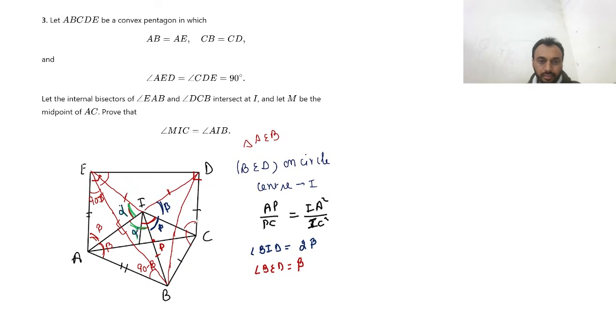In a similar way, we will find out that these two angles are alpha alpha, and this angle is 90 minus alpha. So we got a lot of angles here; by angle chasing we are able to find all these angles. Okay, so we want to prove IA square by IC square.